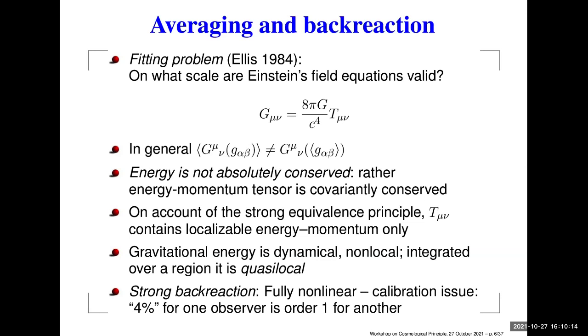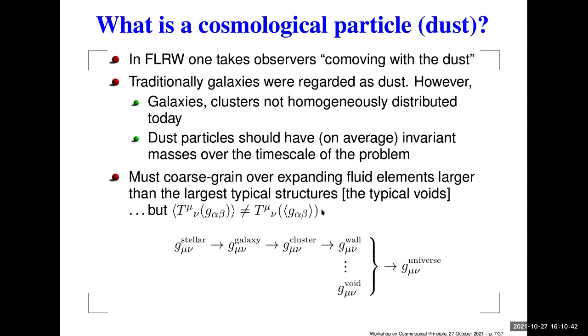So energy is not an absolutely conserved quantity in general relativity, yet we put exact symmetries into our models and we forget about a lot of things, which relate to the fact that in general we don't have Killing vectors and we can only describe energy and momentum quasi-locally. So what I'm interested in is the problem of dust. What is dust?